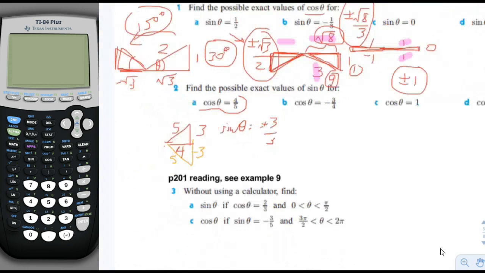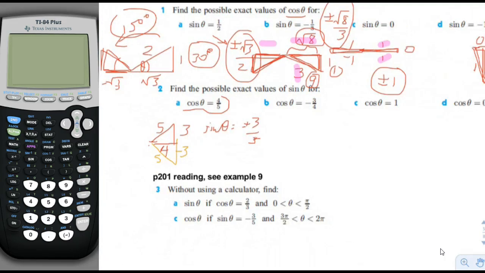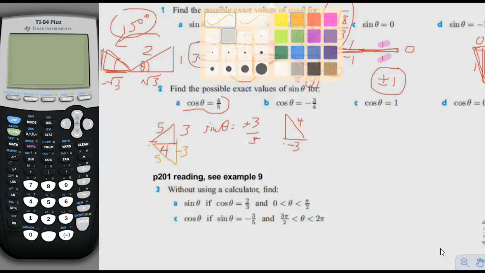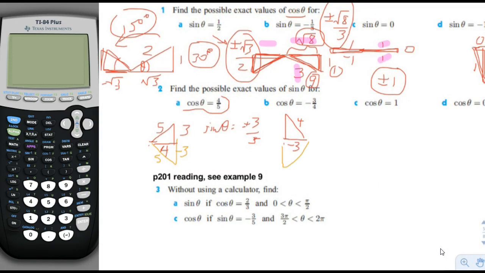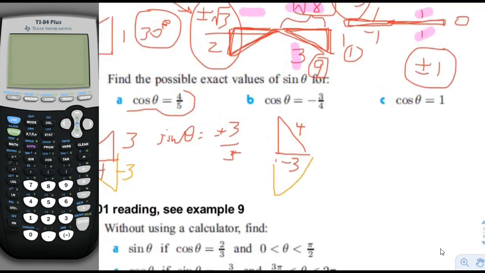Sine is equal to plus or minus 3/5. Okay. And then the next one, we have a negative 3/4 for the cosine. So that would mean negative 3/4 would mean that the adjacent would be negative 3, and the hypotenuse would be 4. And it could also be this other triangle which goes down.